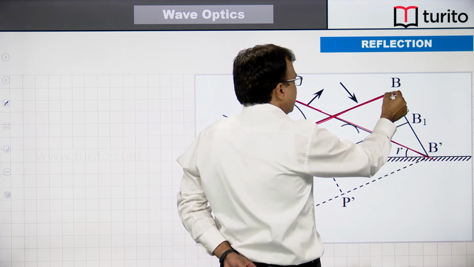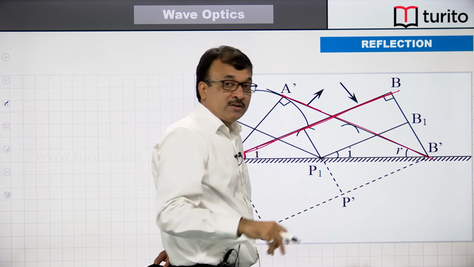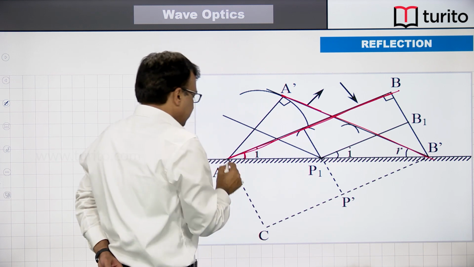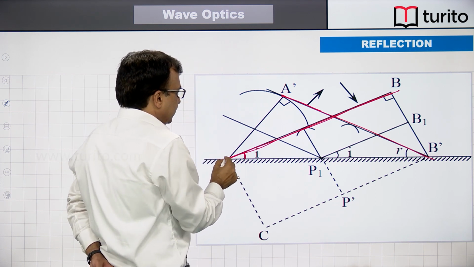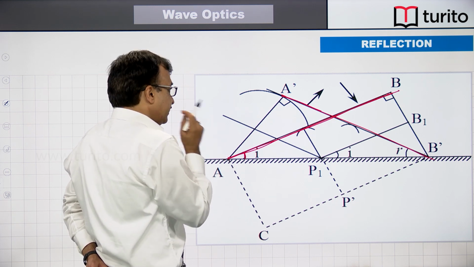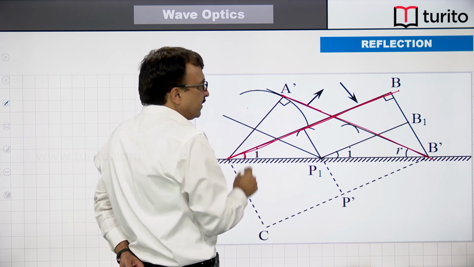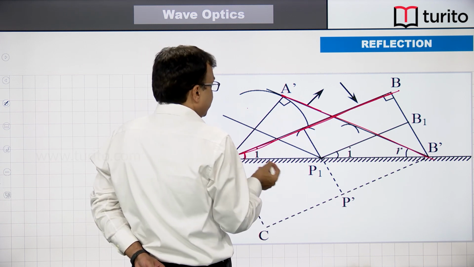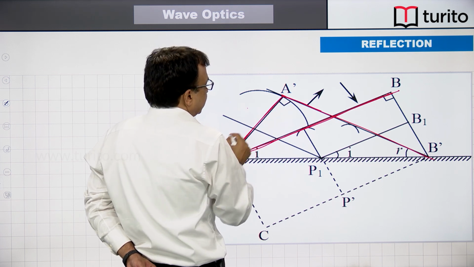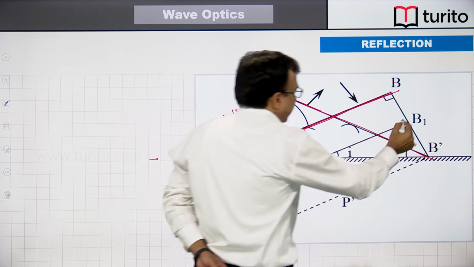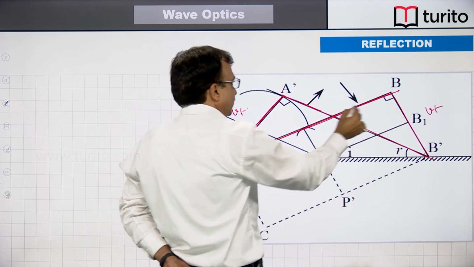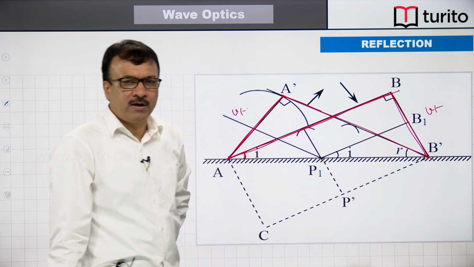This point B reaches point B dash and strikes the mirror at point B dash. By the time this point reaches here, this point A was already on the mirror at t equal to 0. So it gets reflected, and since the medium is the same, the distance travelled during the same time interval is the same. So, after reflection it reaches here. This distance is suppose Vt, and this distance will also be equal to Vt. So, this length is equal to this length, and the rest you can do by yourself.